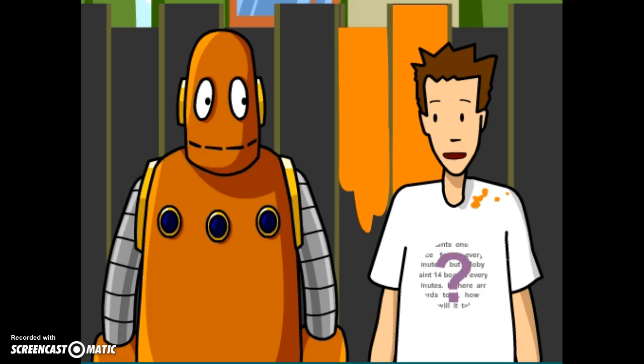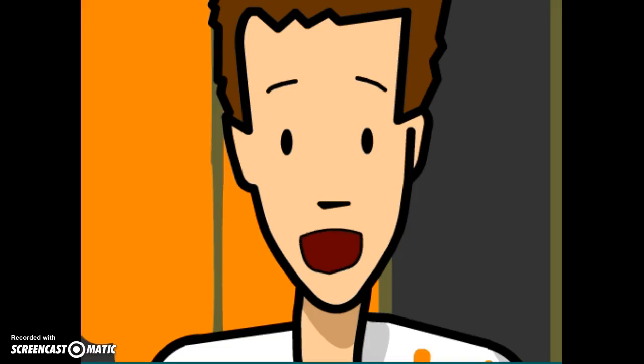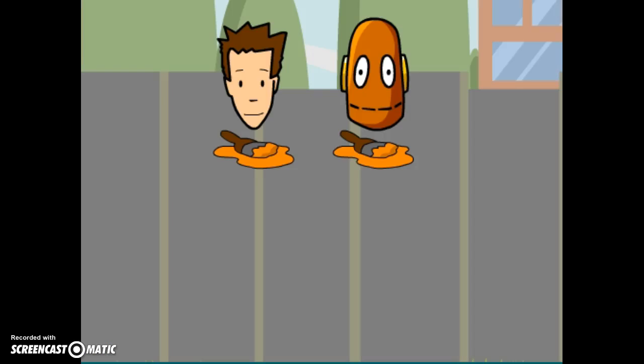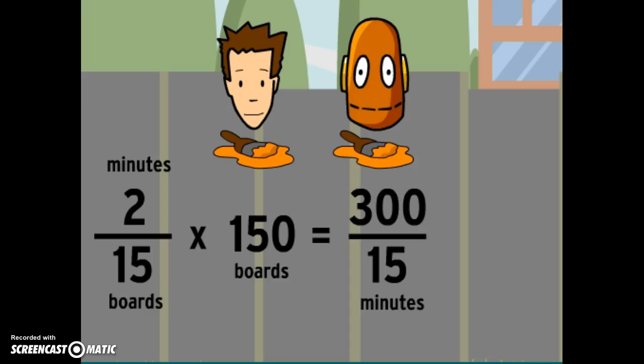What if, let's just say you and I both worked at the same time. Tim paints 1 board of a fence every 2 minutes, but Moby can paint 14 boards every 2 minutes. If there are 150 boards total, how many hours will it take them to paint the fence working together? Okay, so together, we can paint 15 boards every 2 minutes. Putting it another way, both of us can paint at a rate of 2 minutes per every 15 boards. With 150 boards, that means 300 divided by 15 is 20. That's only 20 minutes to paint the entire fence.